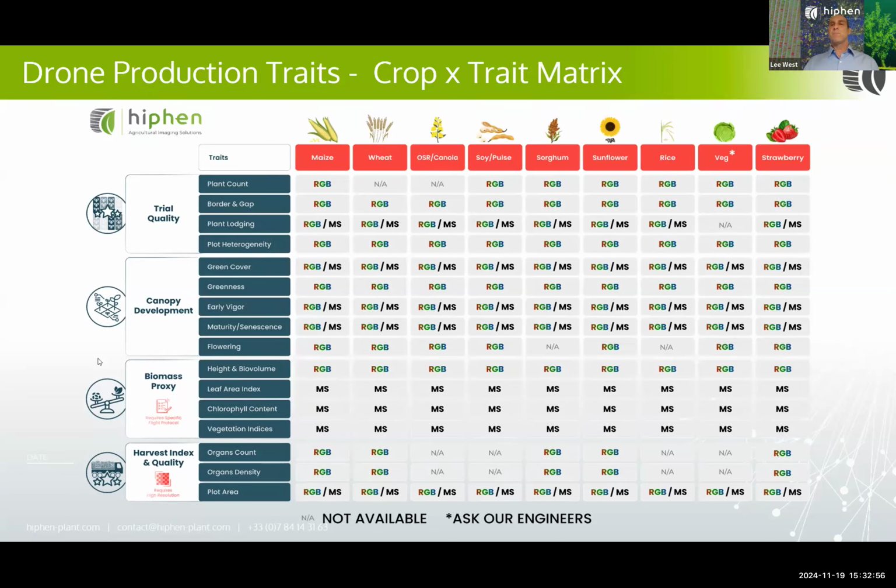We always say biomass proxy because one of the things that we really don't read very well with images is the content of water in a plant, which to do biomass, you really need to know the water content. But in lieu of that, creating a biovolume measurement we found has been a very useful tool for assessing the size of different plants. And final harvest index and quality traits, things like organ counts and harvestable area. Might do sorghum head counts, sunflower head counts, wheat head counts, maybe count tomatoes on a tomato plant.